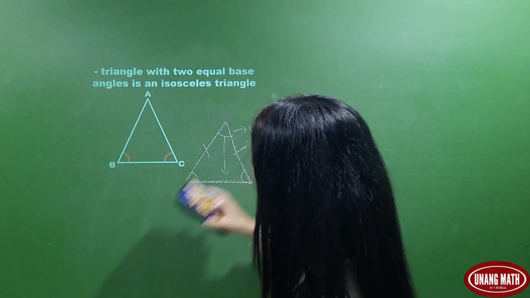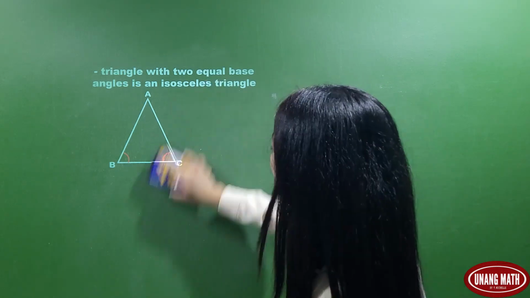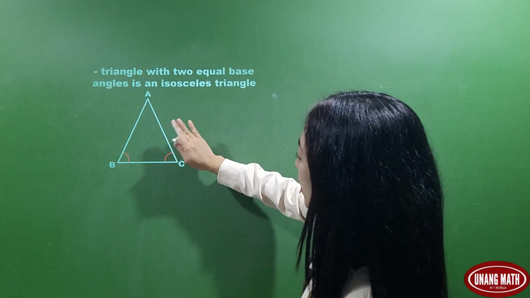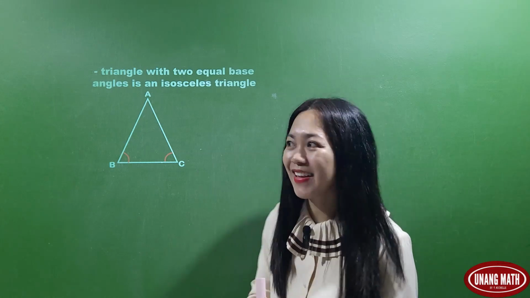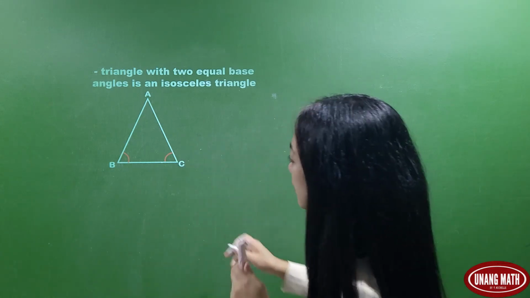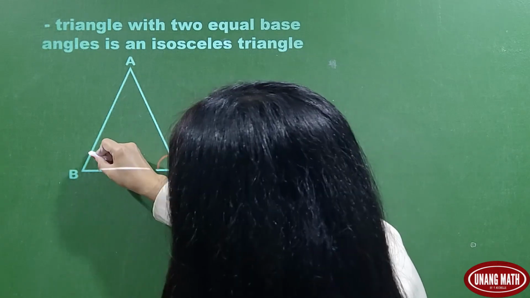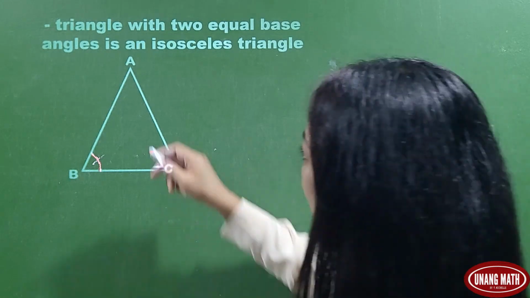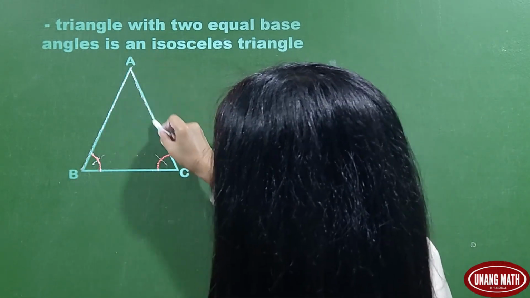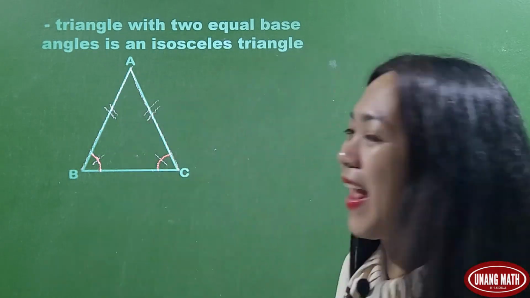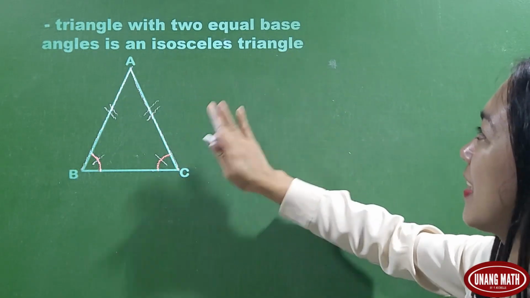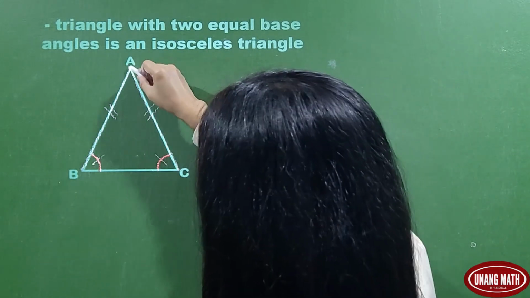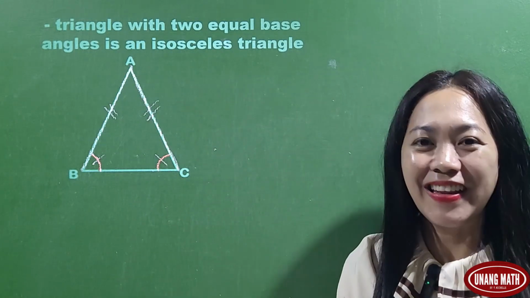Now, considering this triangle, we cannot directly say that this is an isosceles triangle because the two equal sides are not indicated in this figure. But as you can see, this angle and this angle are equal in measure. It means this side and this side are also equal in length. Therefore, this is an isosceles triangle. But why are this side and this side equal in length?